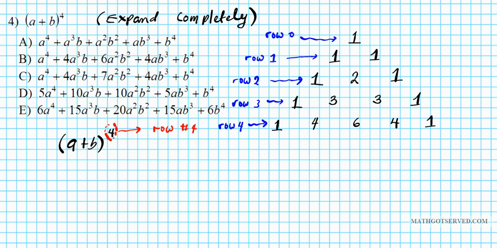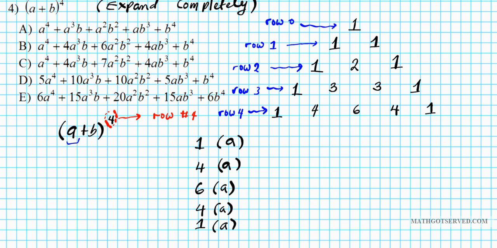Okay, now we have the coefficients. So what we're going to do is extract row 4 and orient it vertically. Okay, so 1, 4, 6, 4, 1. Now we're going to take the first term of our binomial, which is a, and we're going to place it here. For every number from Pascal's triangle, we're going to place an a next to it. A, A, A, A. And then we'll take the second term, plus b, and place it next to a.